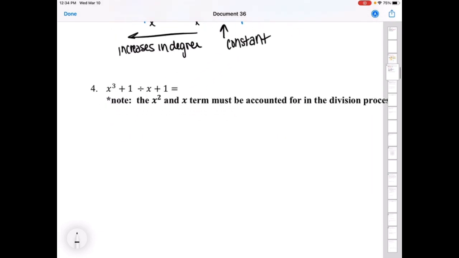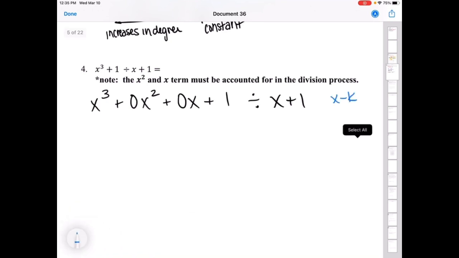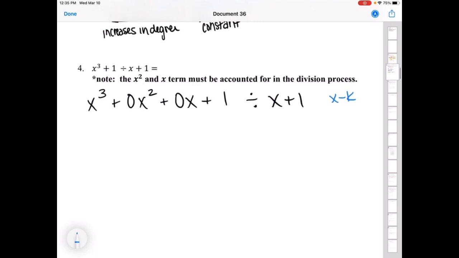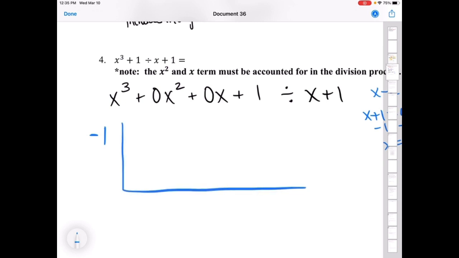Next example. This is a really good example to show why we need placeholders. I'm going to rewrite this as x to the third plus 0x to the second plus 0x plus 1, all divided into x plus 1. We need an x minus k form for our divisor, but here we have x plus 1. So if we take x plus 1 and set it equal to 0, solving for x, we get x is equal to negative 1. Negative 1 is my divisor. Take the leading coefficients from my dividend. I'm going to get 1, 0, 0, 1.